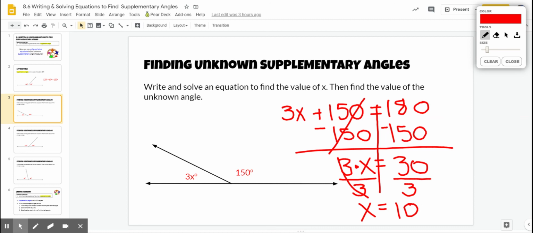Now, if you recall from yesterday, there's one last step here, and that is to take our x value and substitute it into this expression to find the measure of this angle, right? So this angle measures 3 times x. If we substitute in 10 for x here, we get 3 times 10, which is going to give us an angle measurement of 30 degrees. Okay, so the measure of that unknown angle is 30 degrees.